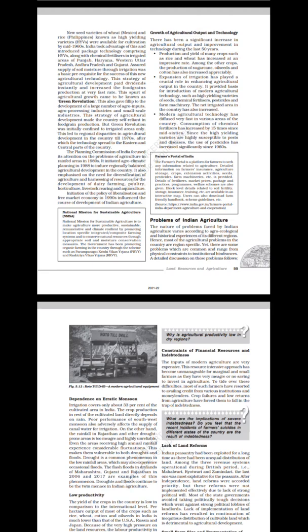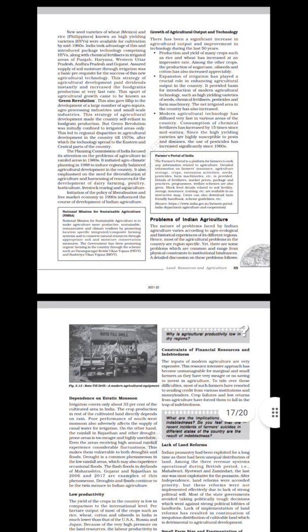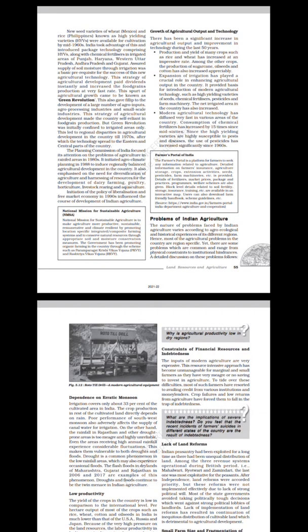Farmers Portal of India. The Farmers Portal is a platform for farmers to seek any information related to agriculture. Detailed information on farmers' insurance, agriculture, storage, crops, extension activities, seeds, pesticides, farm machineries, etc. is provided. Details of fertilizers, market prices, package and practices, programs, welfare schemes are also given. Block level details related to soil fertility, storage, insurance, training, etc. are available in an interactive map. Users can also download farm friendly handbooks, scheme guidelines, etc.